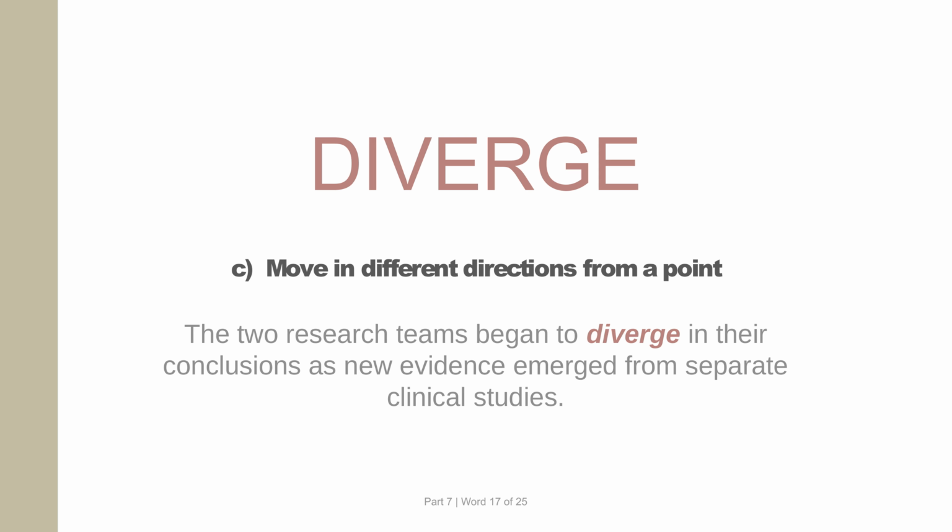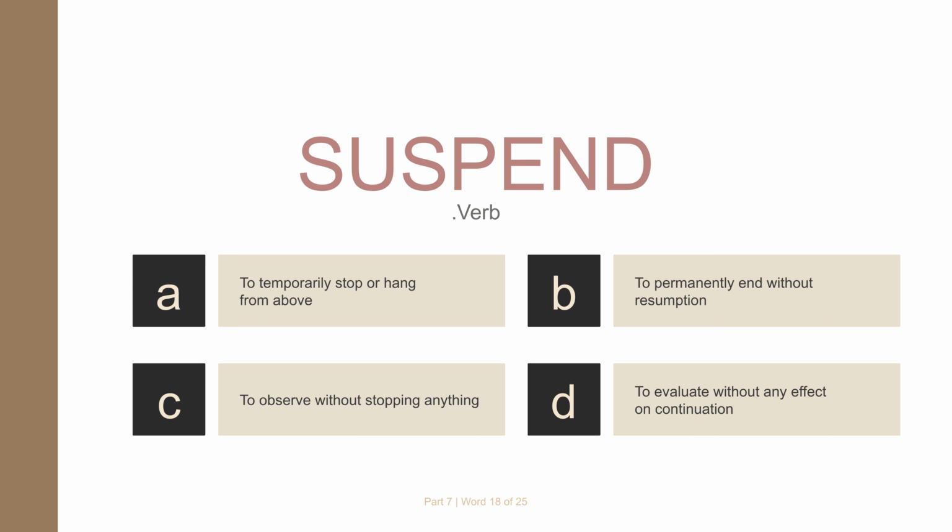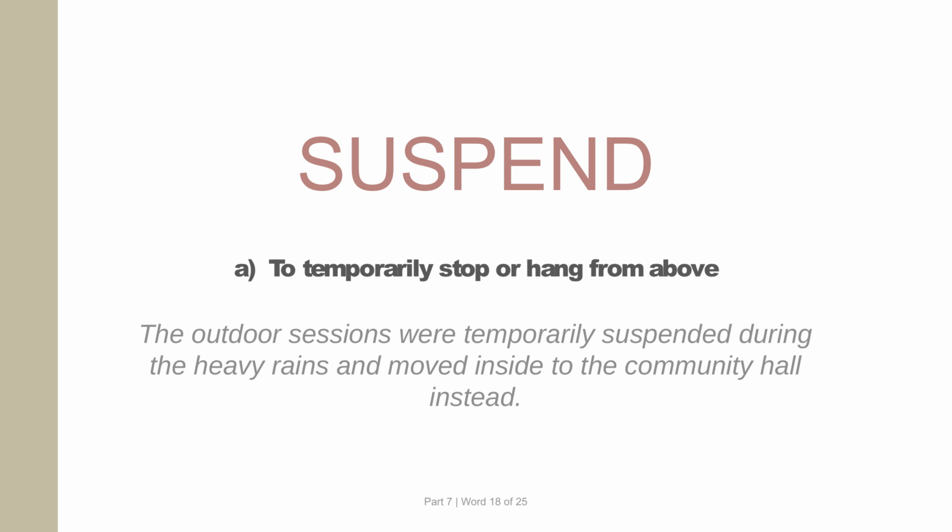Example: the two research teams began to diverge in their conclusions as new evidence emerged from separate clinical studies. Question 18. What is the meaning of suspend? Option A: to temporarily stop or hang from above. Option B: to permanently end without resumption. Option C: to observe without stopping anything. Option D: to evaluate without any effect on continuation. Correct answer: Option A. The correct meaning of suspend is to temporarily stop or hang from above.